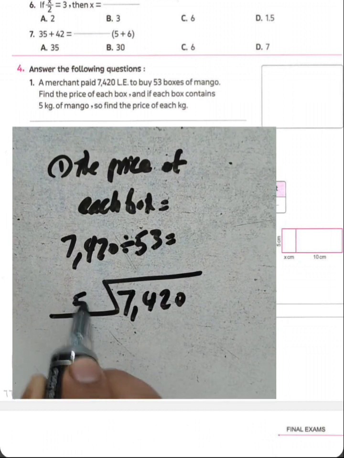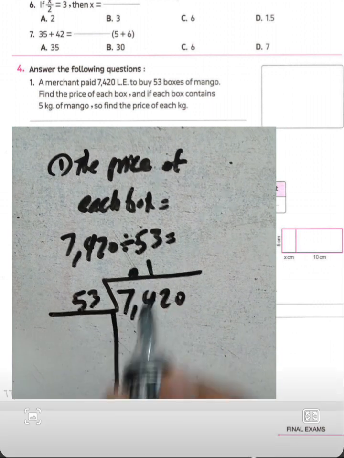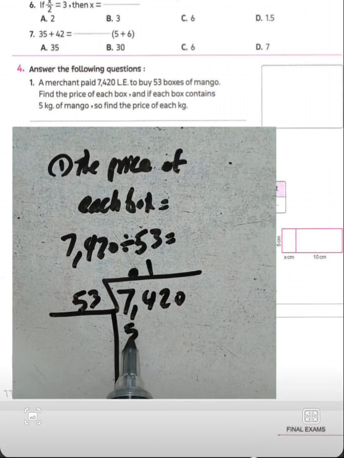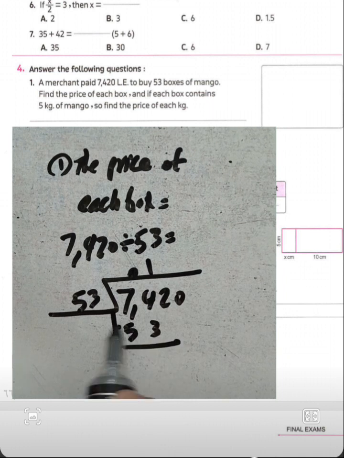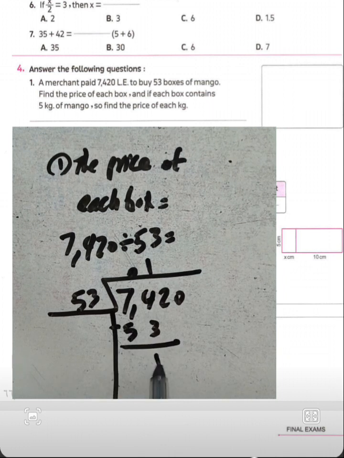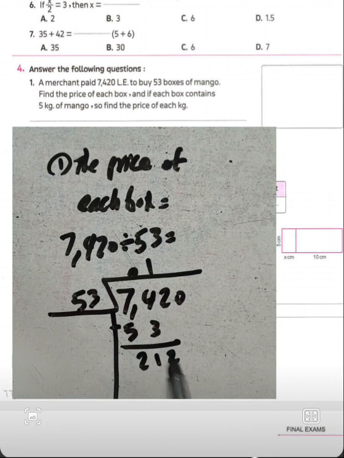7,420 divided by 53. 7 divided by 53, then we must put 0. And then 74 divided by 53 equals 1, because 1 times 53 equals 53. The difference between them equals what? 4 minus 3 equals 1, and 5 subtracted from 7 equals 2. And then drop 2 here, 212 divided by 53. We can find the number in the quotient. Ask yourself, 53 times what equals 212.